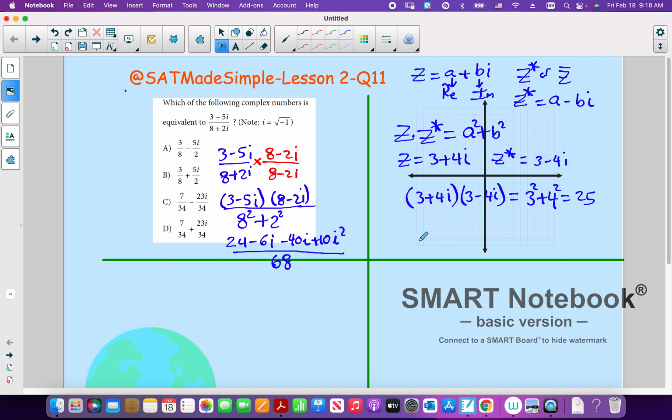Now i squared, we explained that last lesson, is equal to minus 1, so 10 times minus 1 will be minus 10, so that makes my real part 24 minus 10, that is 14, and minus 6 and minus 40, that is minus 46i, all over 68. I'm going to separate this over 68, so we can write it in the form of a plus bi. Simplify that, that'll give me 7 over 34 minus 23 over 34 i.